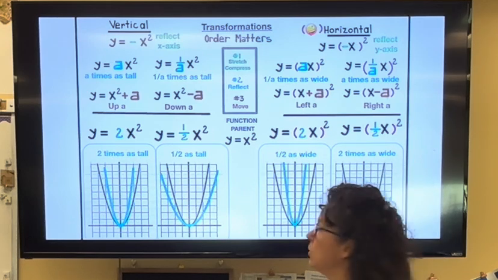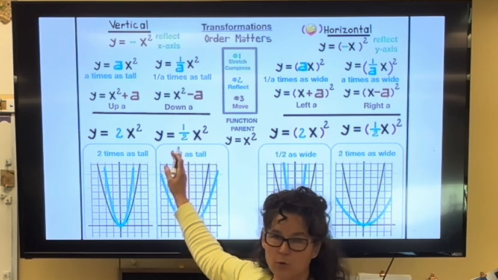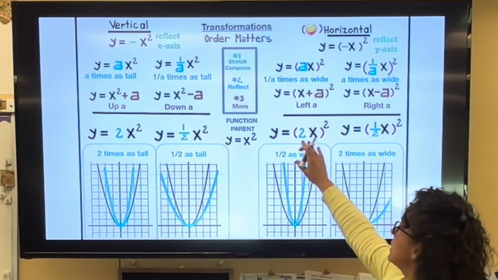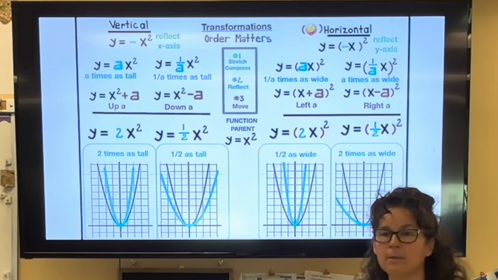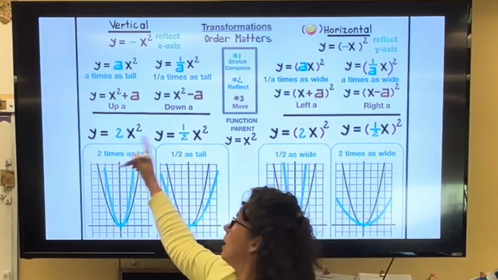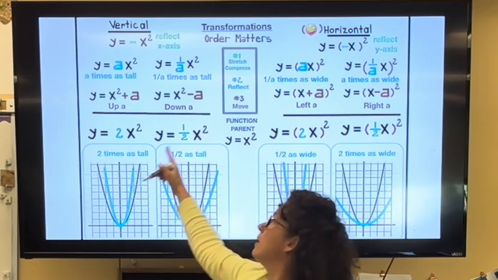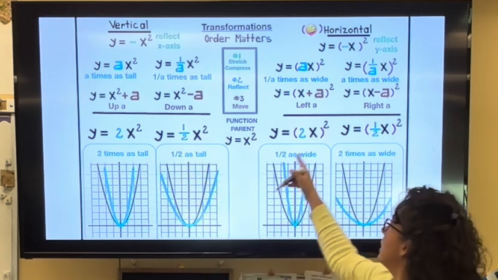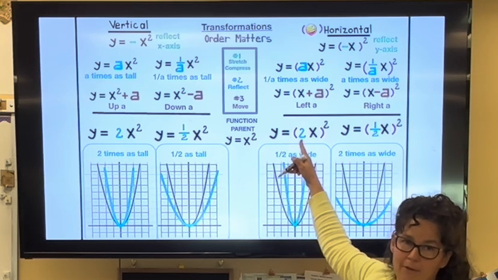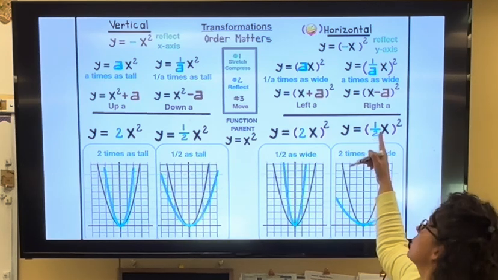Okay, next one. Here we're going to look at multiplication. So when the multiplication is occurring outside of grouping symbols, it's going to affect the height. So how far it is away from the x-axis. Whereas when the multiplication is happening inside of grouping symbols, it's going to affect the width. Now just to emphasize the wonkiness here, when we are inside grouping symbols. This one too, it's twice as tall. This one half as tall. But when it comes to the width, it's the reciprocal. So the reciprocal of 2 is 1/2. So it'll be half as wide, and this one, the reciprocal of 1/2 is 2, so it will be twice as wide.